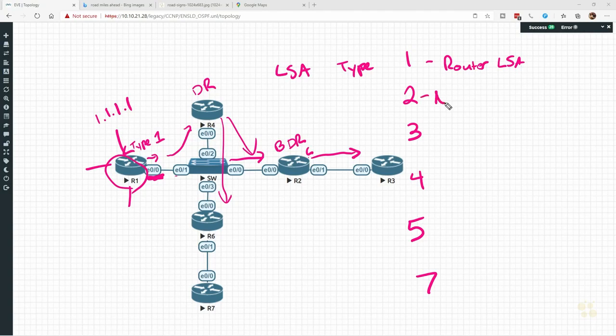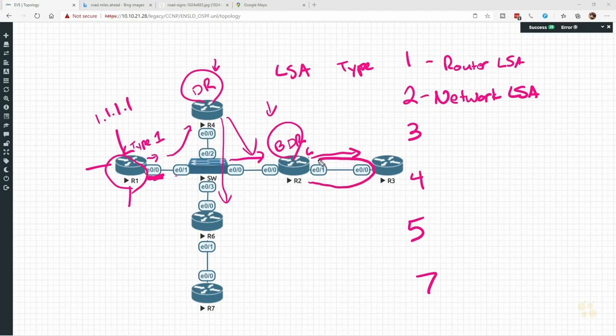Now, the type 2 LSA is what occurs on a broadcast segment. This is called the network LSA, and this really identifies who the designated router or the backup designated router are and what are all of the links that it knows about within this particular segment. You can actually manipulate links like this one right here, and tell it you are actually a point-to-point link so that it doesn't actually use the network LSA at all.